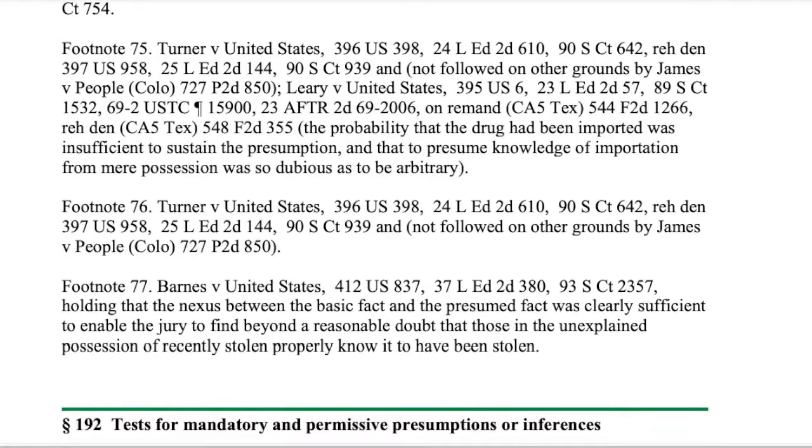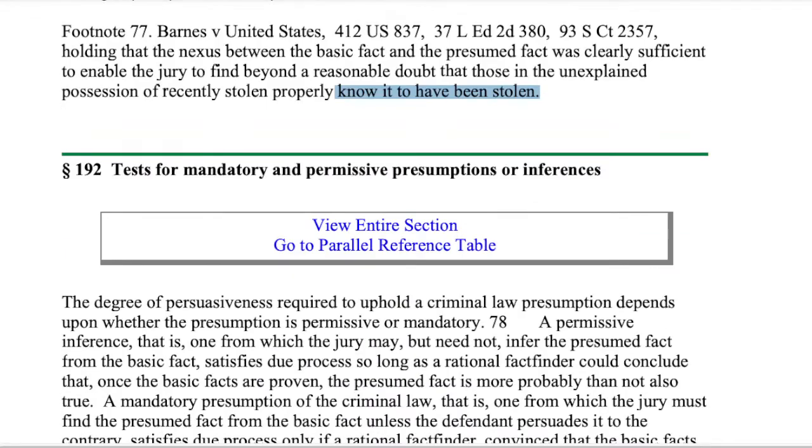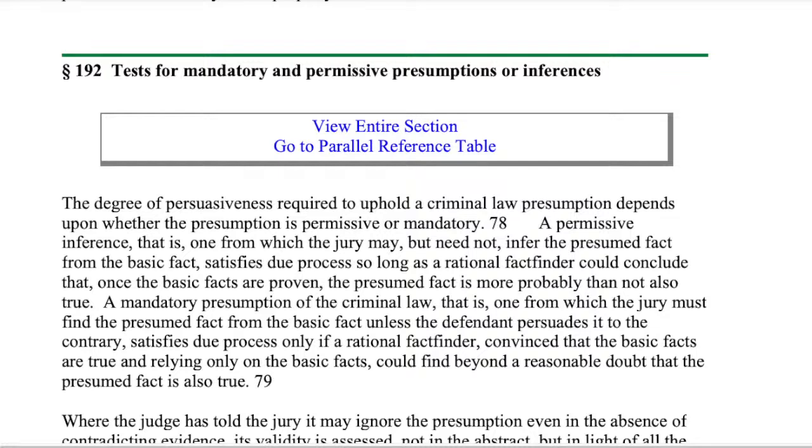Right, we read that one, and we're on to Barnes versus United States, holding that the nexus, the connection between the basic fact and the presumed fact, was clearly sufficient to enable the jury to find beyond a reasonable doubt that those in the unexplained possession of recently stolen property know it to have been stolen. Right, we're on to section 192, tests for mandatory and permissive presumptions or inferences. Interesting.